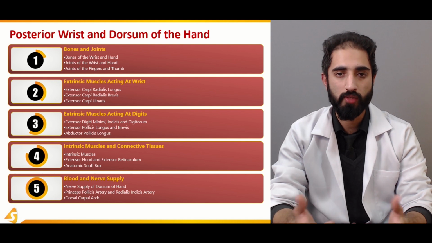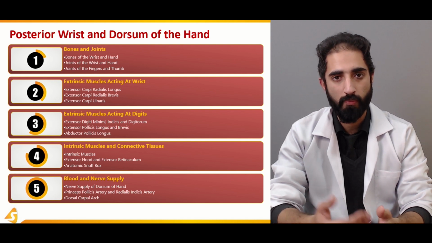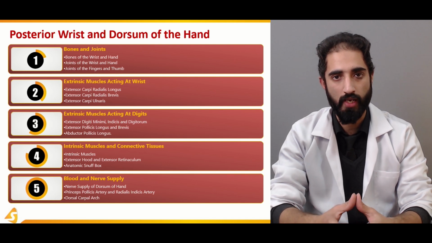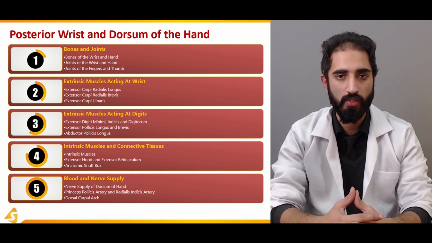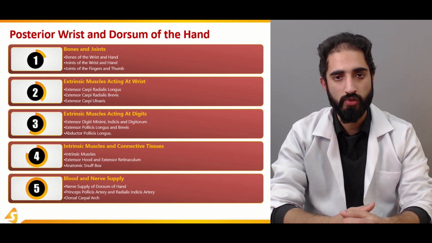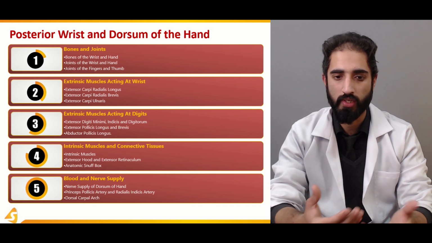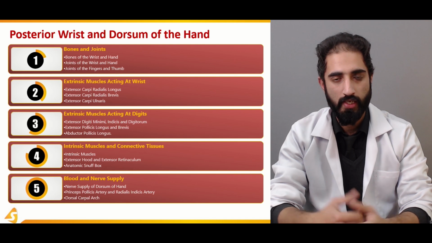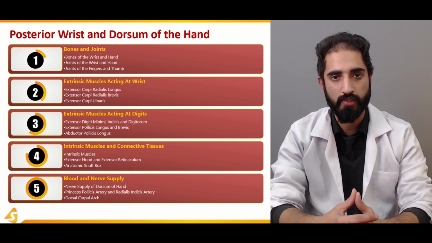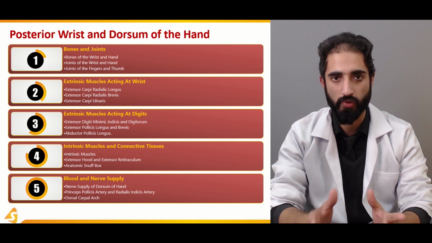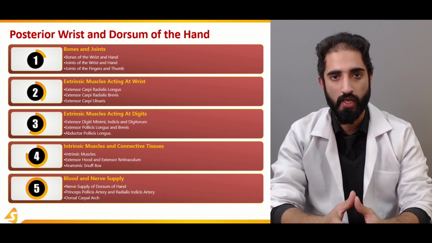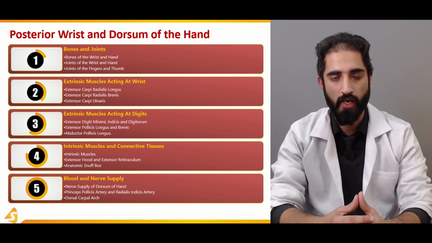In the extrinsic muscles, we are going to talk about both the muscles which are acting at the wrist as well as the muscles which are acting at the digits. So the extrinsic muscles which are acting at the wrist include the extensor carpi radialis longus, the extensor carpi radialis brevis, and the extensor carpi ulnaris, for which we're going to talk about the origin, insertion, action, and nerve supply.